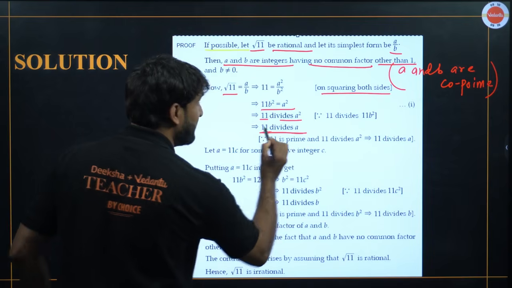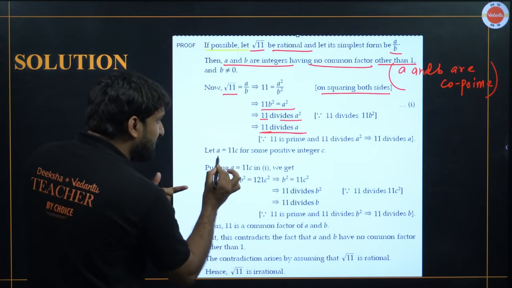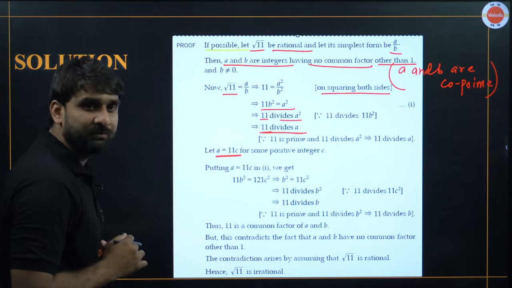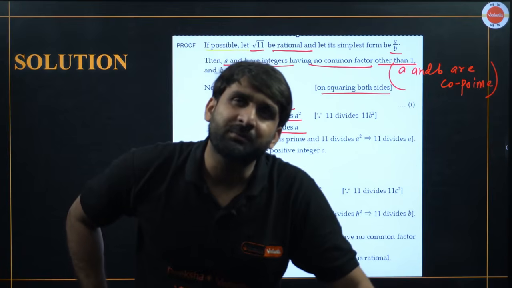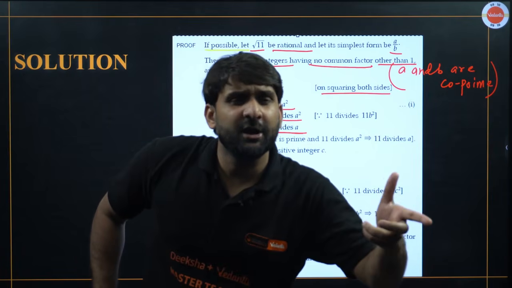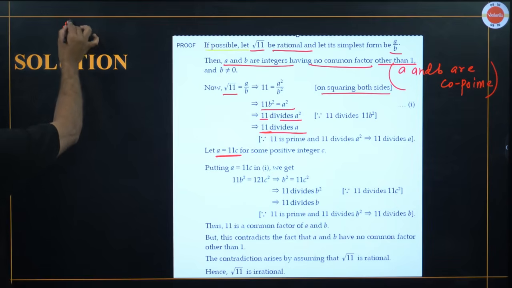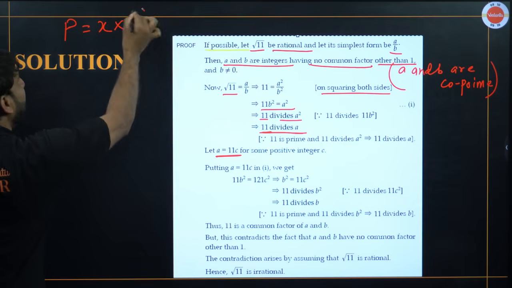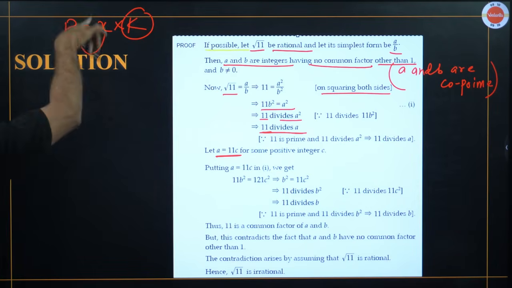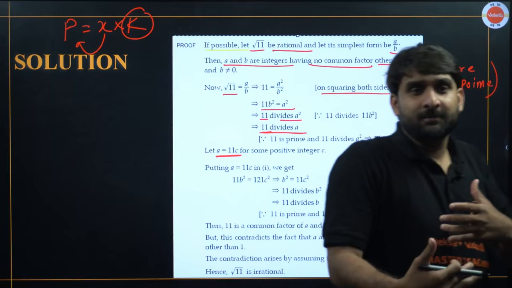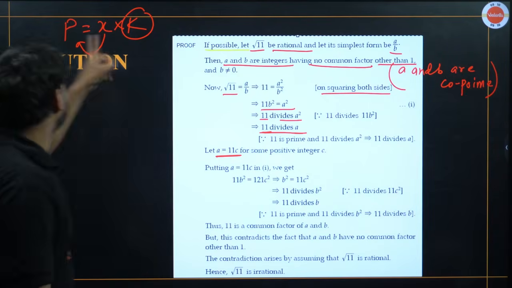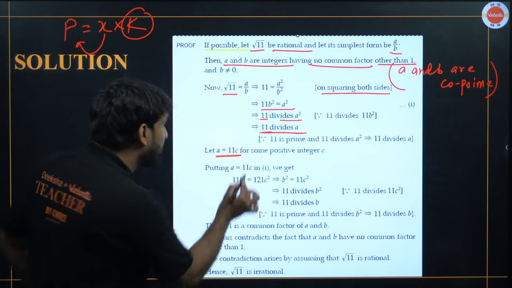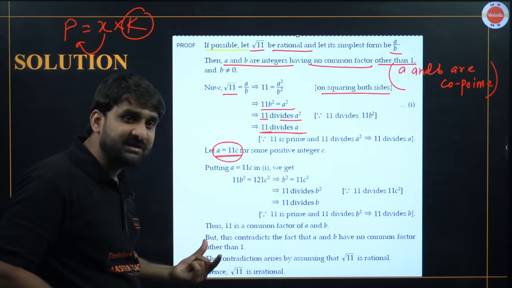It means a is divisible by 11. Now we take one more new term c, an integer, so a can be written as 11c. See, if I say P is divisible by X, you can write P is equal to X into something. Similarly, here if a is divisible by 11, we can write a is equal to 11c.